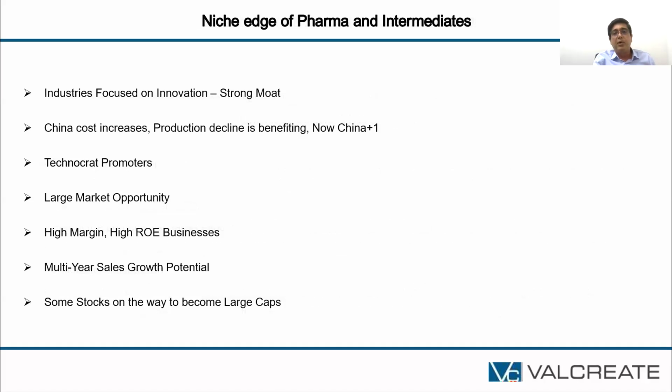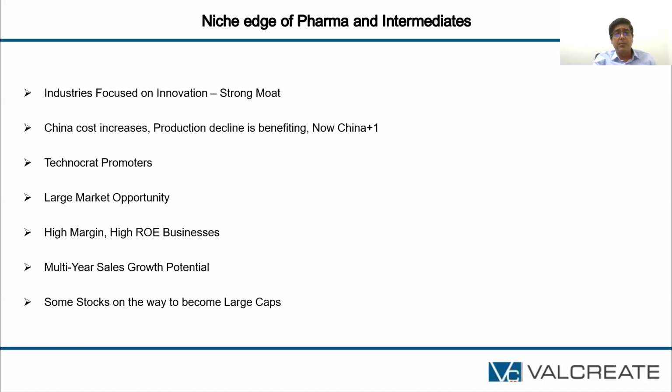What is the edge of the pharma and intermediate sector? One is that it is focused on innovation. Innovation is a core hallmark of the sector. The second is, as I mentioned, China's costs are increasing and production in China is also declining because of the cost increases there. So that benefit is coming to India, and that's called China plus one. It is a nomenclature being used nowadays.